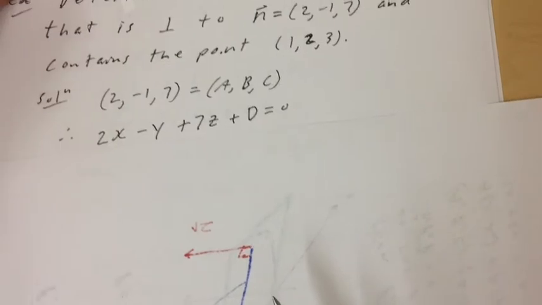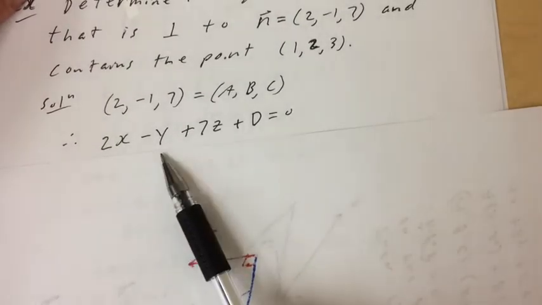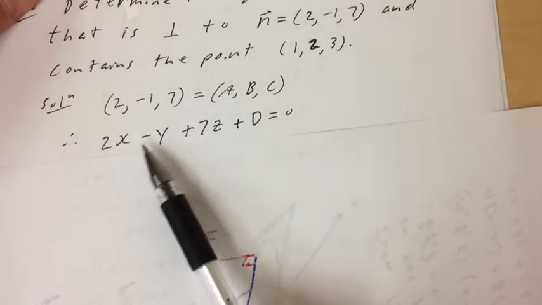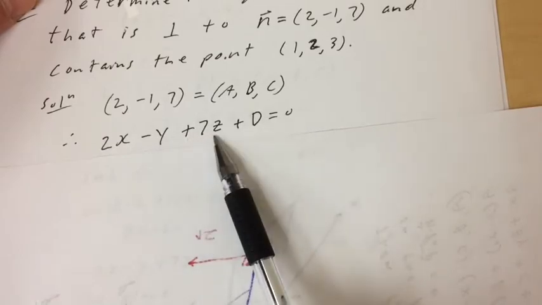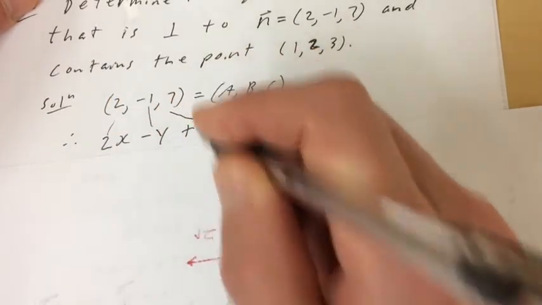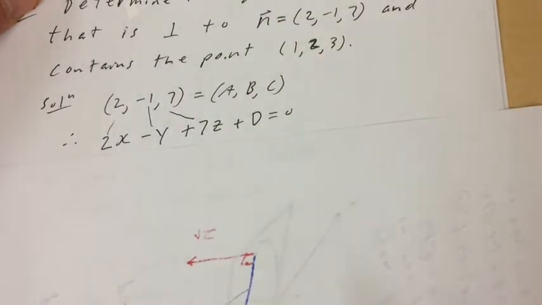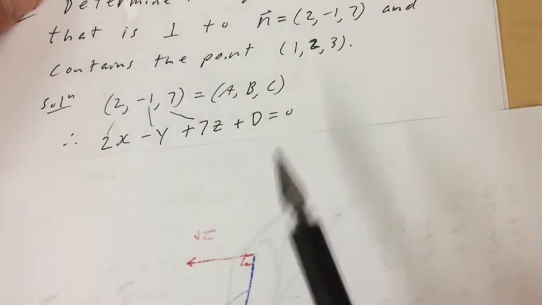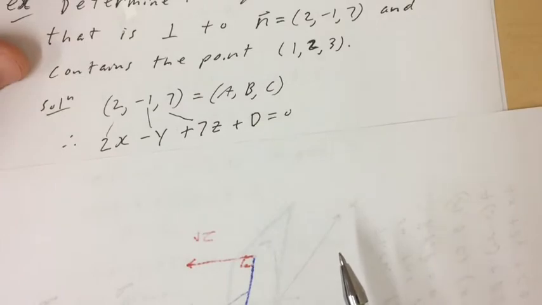So we know that the partial equation to the plane is going to be 2x minus y plus 7z. The 2 goes there, the minus 1 there, and the 7 there. It's a, b, c. And then plus d equals 0. So how do we find this d?